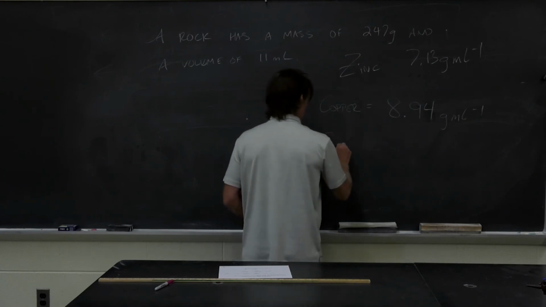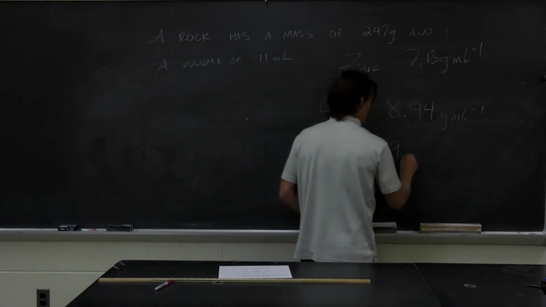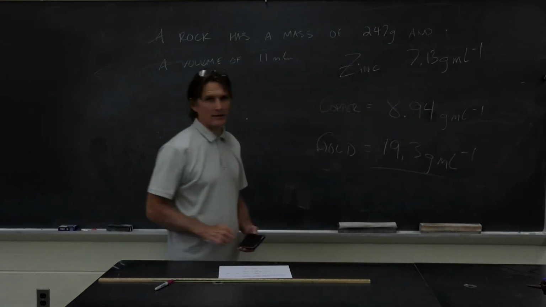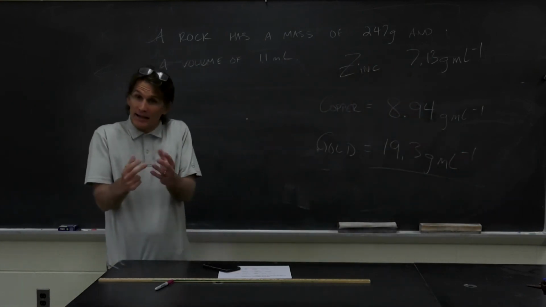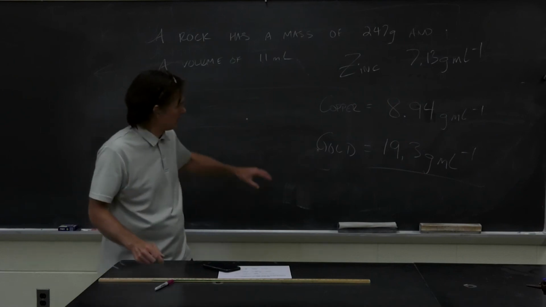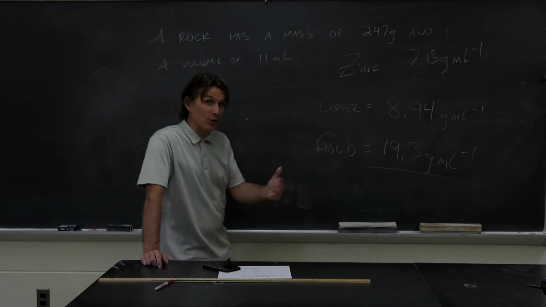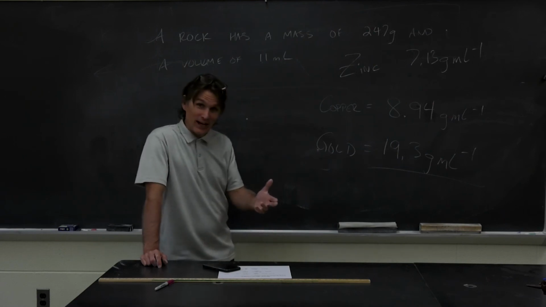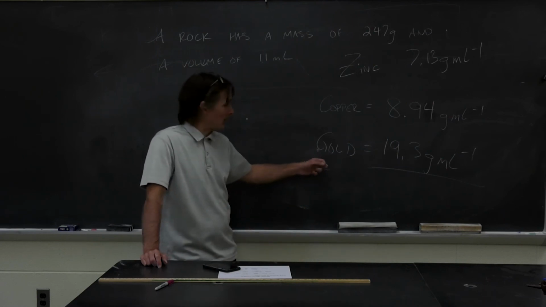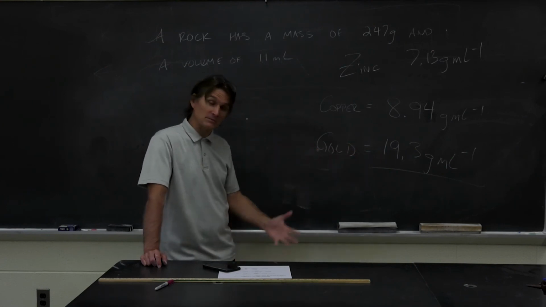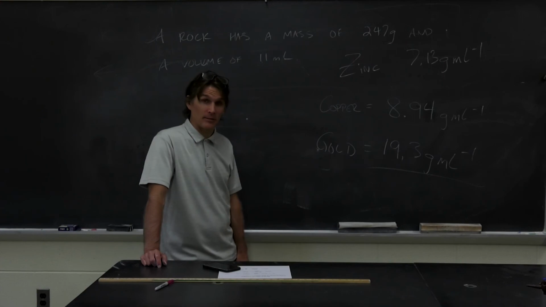Gold: 19.3 grams per mil. So there are many metals where you can gain evidence that you have that particular metal by measuring its density. If I have a yellow metal that's nice and shiny, conducts electricity pretty well, and has a density of 19.3 grams per mil, there's a decent chance that that metal's going to be gold.